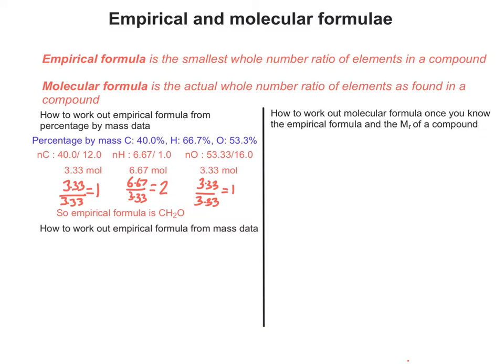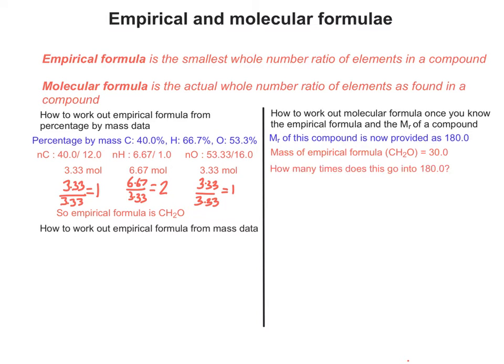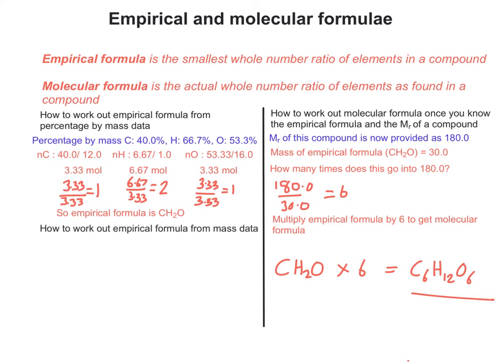Now what if we had the MR? So what we've got to do is work out what the mass of the empirical formula would be, which gives us 30.0. So we now work out how many times this goes into 180.0. It's very straightforward. What we do is we divide 180.0 over 30.0, and that gives us 6 times. So that gives us C6H12O6.